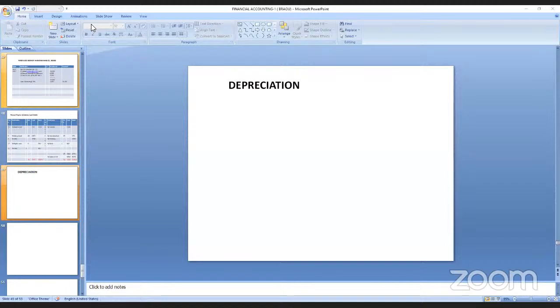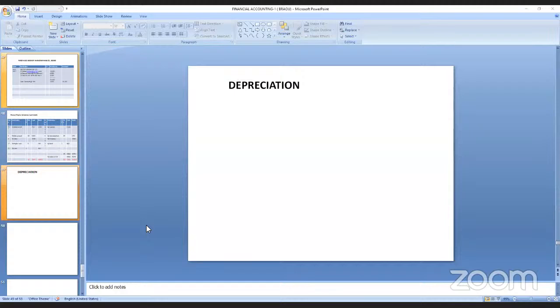Methods of providing the depreciation. Essay answer: methods of providing the depreciation. Here, how many methods do you have?